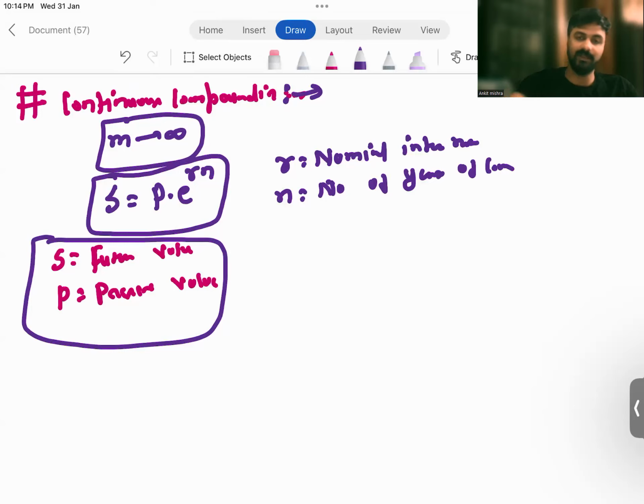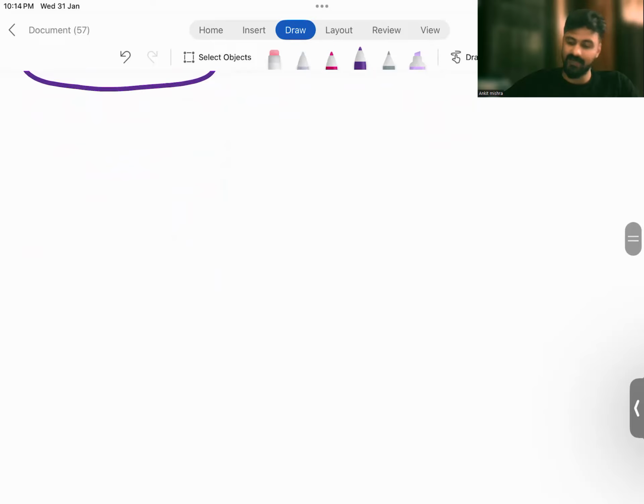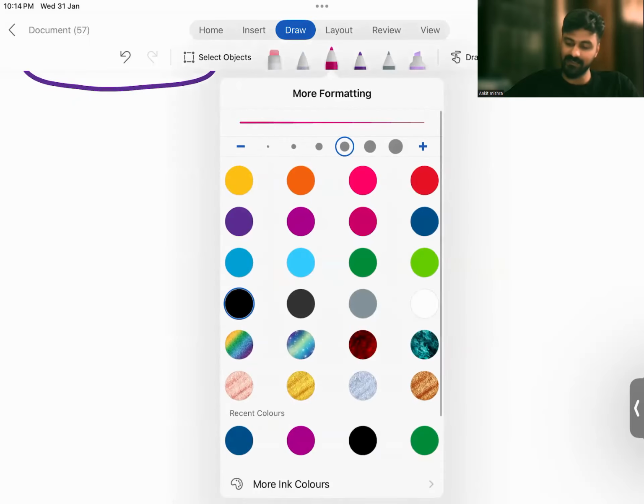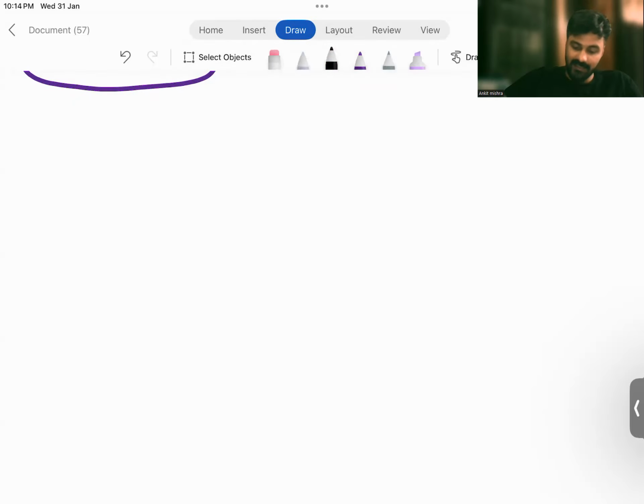Now I'll be talking about a very important concept of plant design economics. Repeatedly these kinds of questions can be asked, used to be asked in the exam, and that concept is called the annuity.